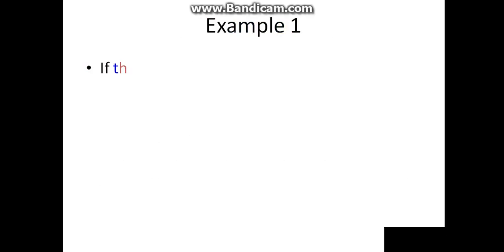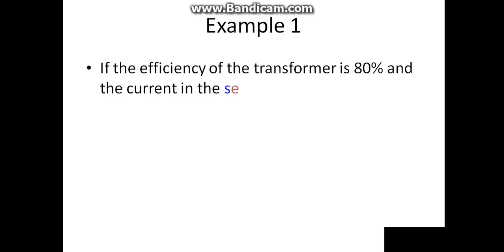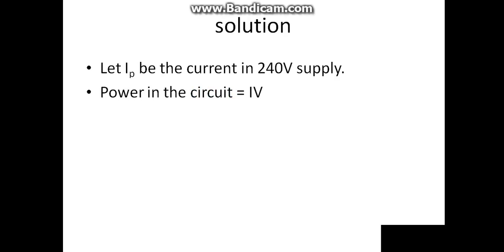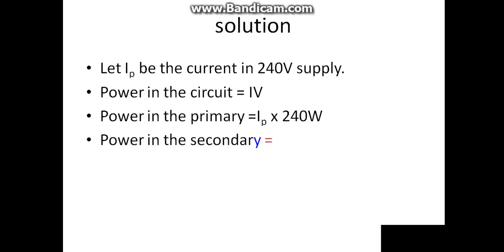Example 1. If the efficiency of the transformer is 80% and the current in the secondary is 10 A, calculate the current in the 240 volt supply. Solution. Let IP be the current in the 240 volt supply. Power in the circuit is equal to IV. Power in the primary is equal to IP times 240 watts. Power in the secondary is equal to 10 times 240 watts.